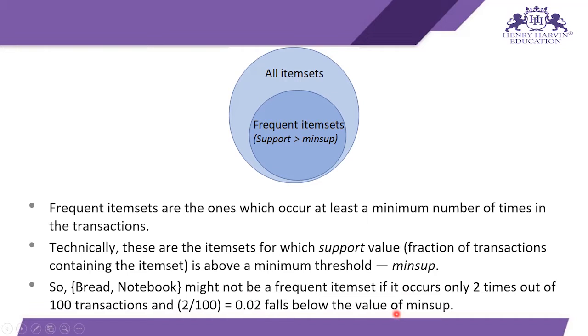Like if we have a minimum support of 0.05, and according to the number of transactions of the item set bread and notebook, we get the support of bread and notebook as about 0.02. So it is less than minimum support, so we discard the bread and notebook item set.